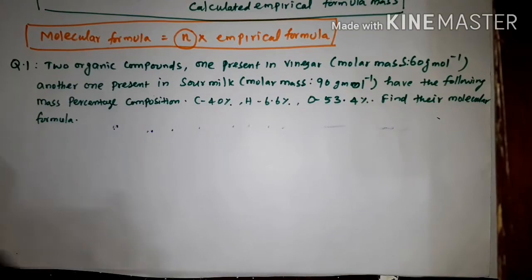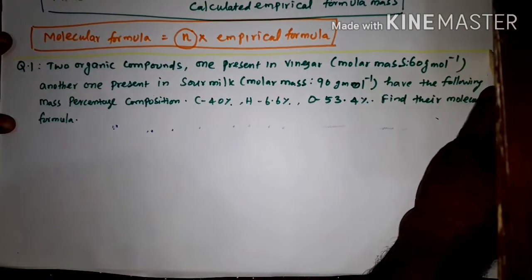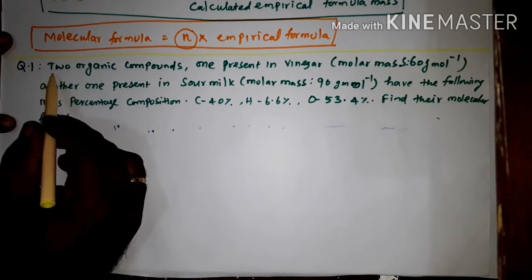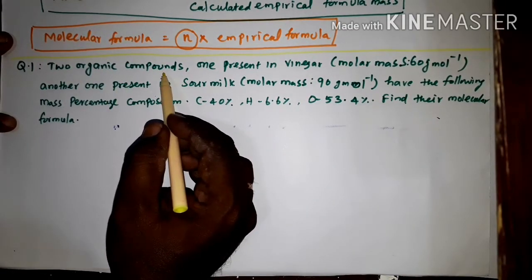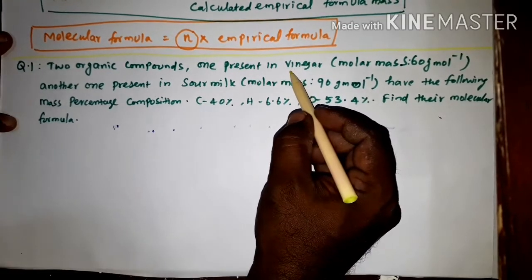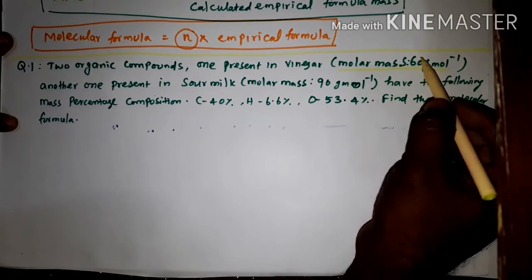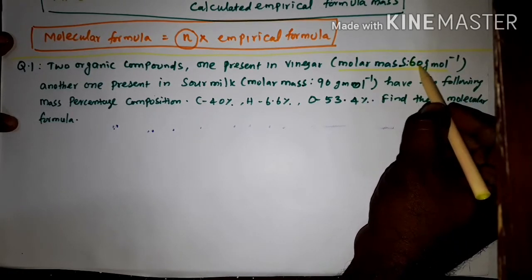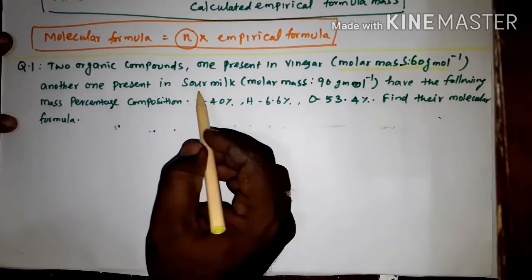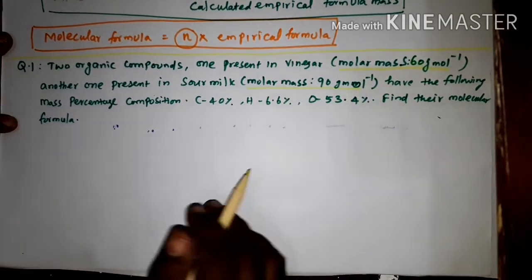Now look at the question. Question number 1. Two organic compounds. Out of these two organic compounds, one is present in vinegar. Here the molar mass is given. What is the molar mass? 60 gram per mole. Another one is present in sour milk. The molar mass is 90 gram per mole.